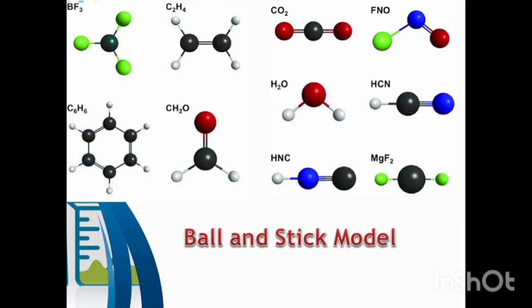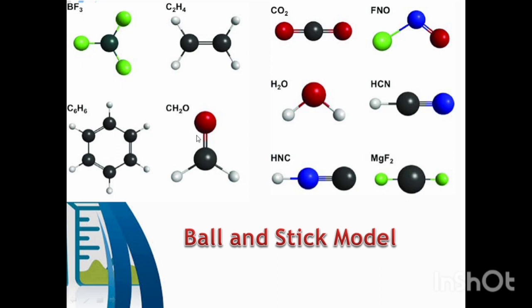So here is an example of the ball and stick model. They use colors to indicate each element. We have BF3, which is boron and fluorine, so 1 boron and 3 fluorine. Then we have C2H4, 2 carbons and 4 hydrogen. Then we have C6H6, the benzene, so these are the carbons and these are the hydrogen.